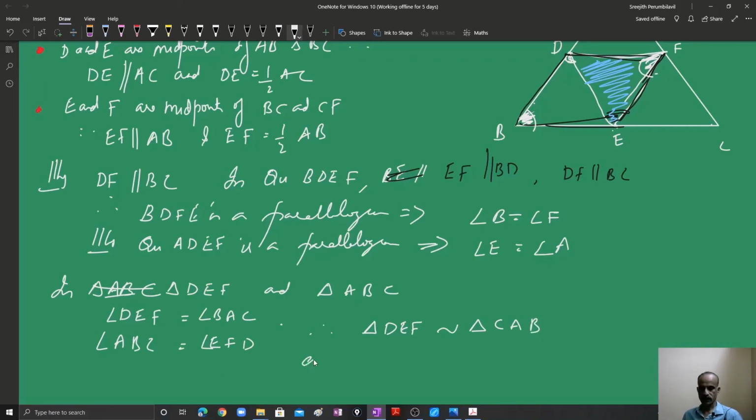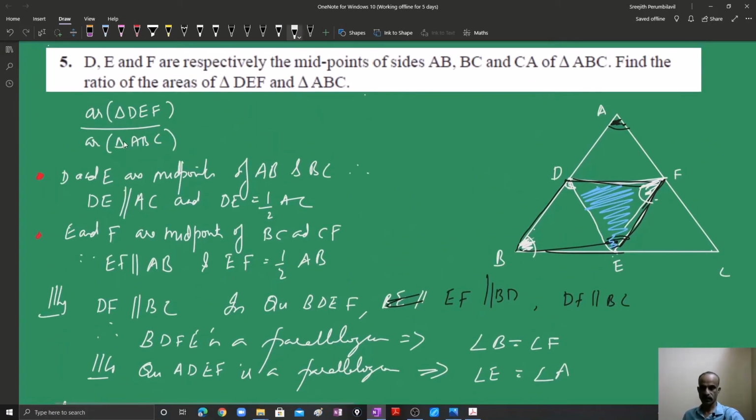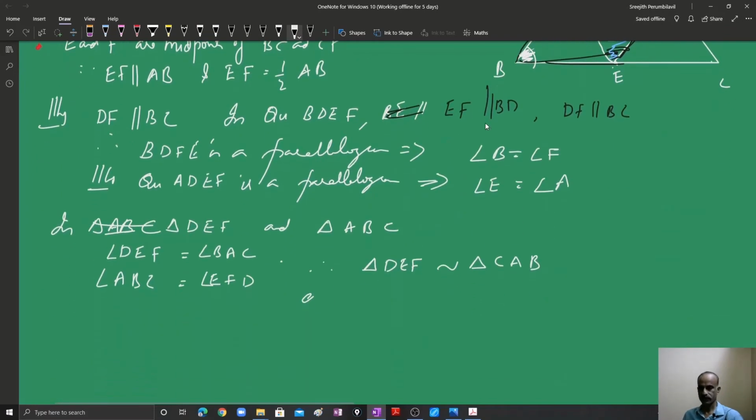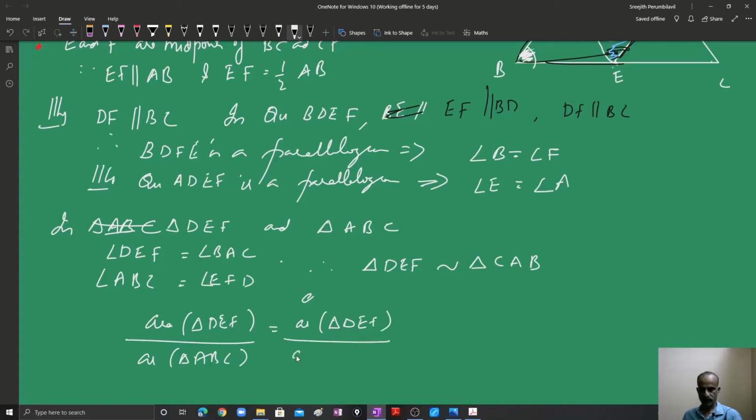Therefore, what did they ask you? Find the area of DEF by ABC. Area of triangle DEF by area of triangle ABC is the same as area of triangle DEF by area of triangle CAB, because the areas are the same, the naming is different. These two triangles are similar. Therefore, what? DE by CA, or AC, whole square.